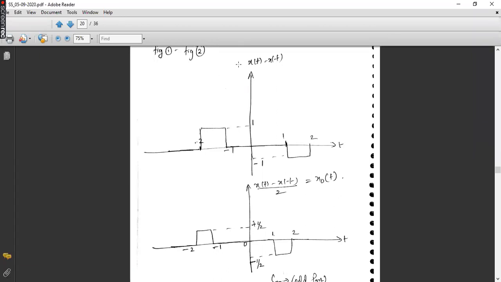Okay, so this is your subtracted output. Now we have to divide by 2. This is the formula for odd. x_o(t) means it is the odd signal. So you just want to replace the amplitude 1 with 1 by 2 and minus 1 with minus 1 by 2. That's all.